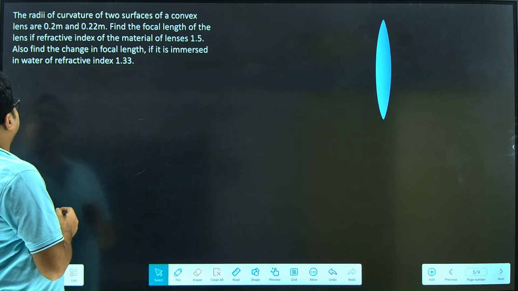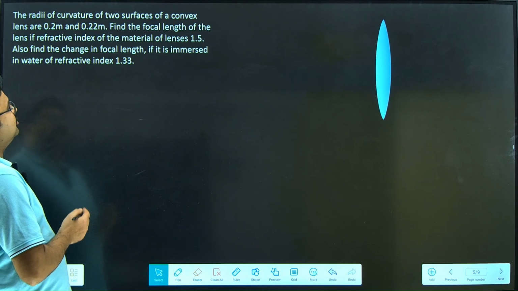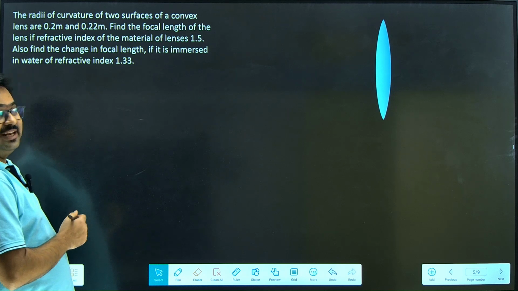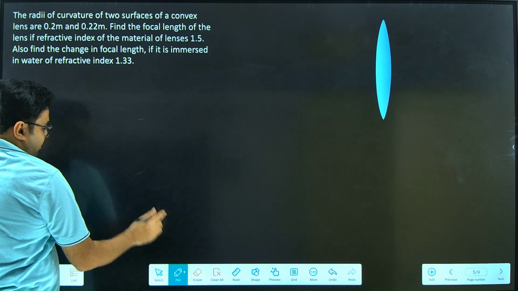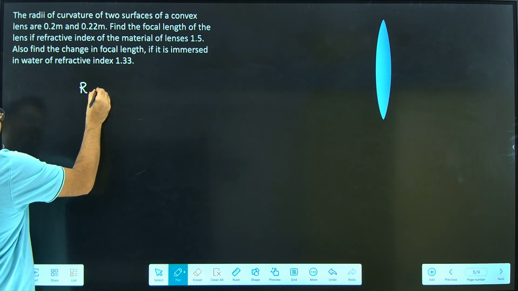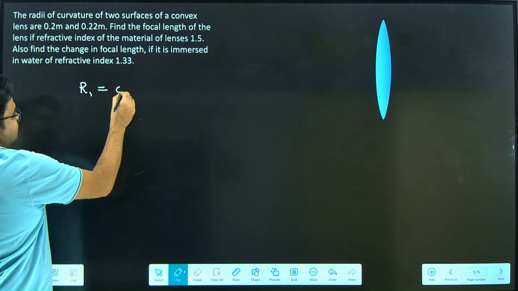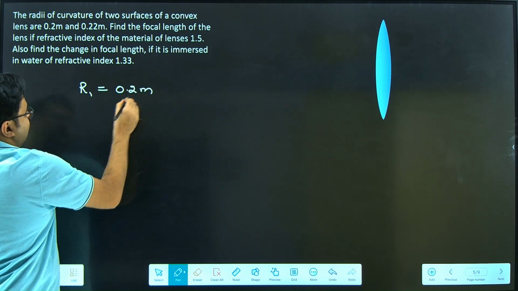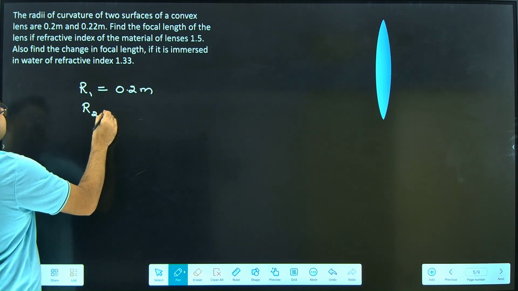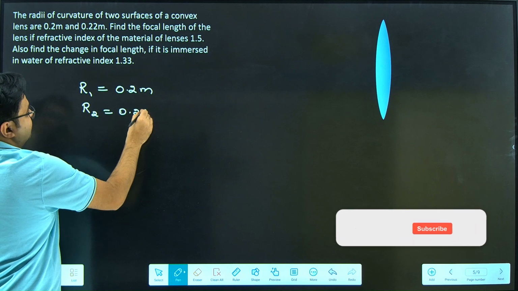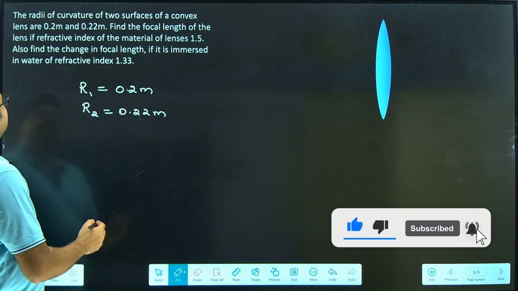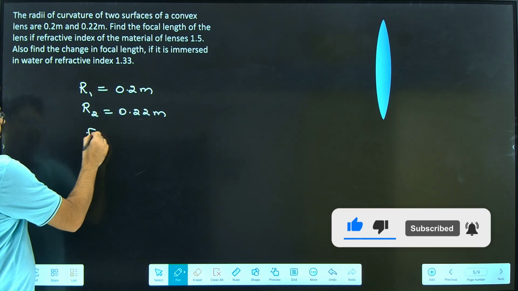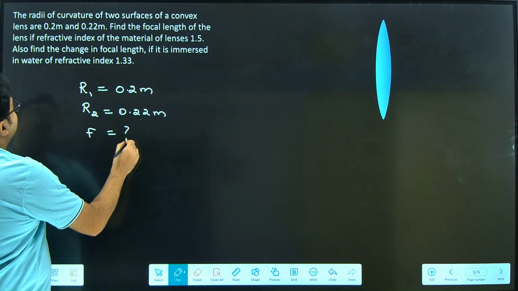The next question says the radii of curvature of two surfaces of a convex lens are 0.2 meter. So let me jot that down. I shall write R1, the radius of curvature of the first face, as 0.2 meter, and radius of curvature of the second face as 0.22 meter, as given in the question. The question to us is, find the focal length of the lens.